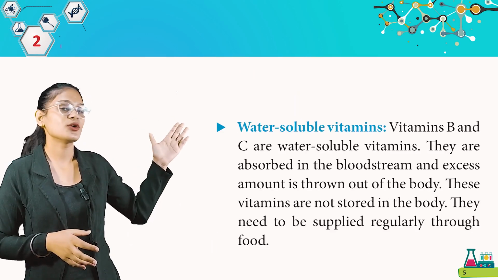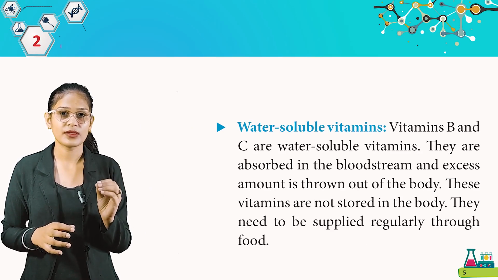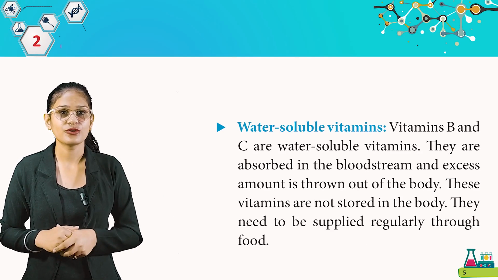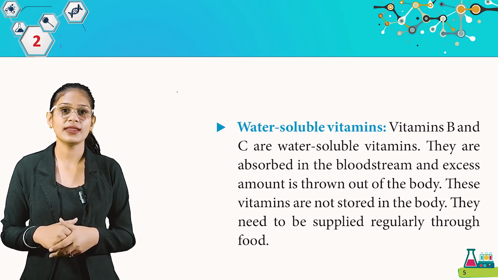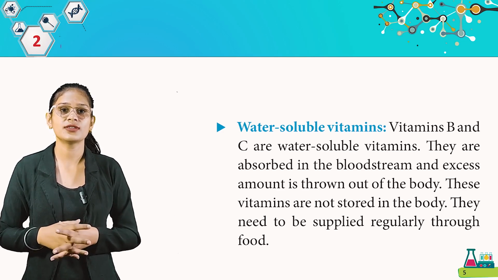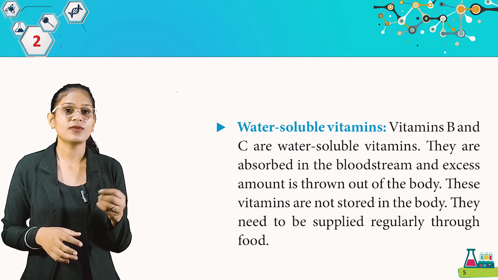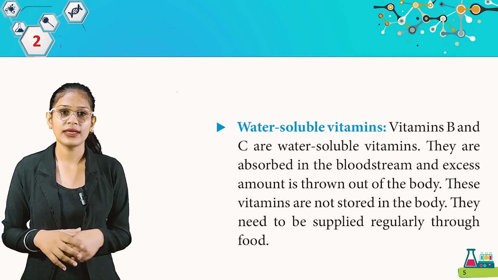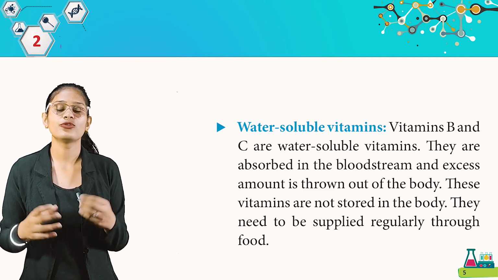Here is water soluble vitamins. Vitamins B and C are water-soluble vitamins. They are absorbed in the bloodstream and excess amount is thrown out of the body. These vitamins are not stored in the body. They need to be supplied regularly through food.